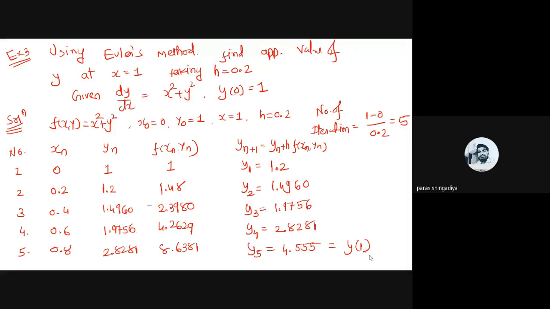So practice all 3 examples again by yourself, and if you have any doubt or query, just verify your answer with that. And if there is any query right now, please tell me. Is there any query, any doubt? Please ask.